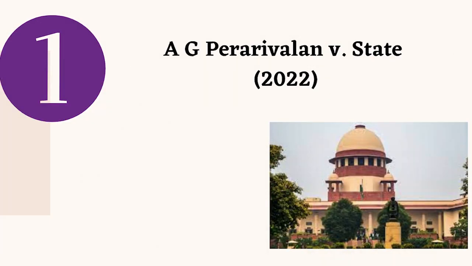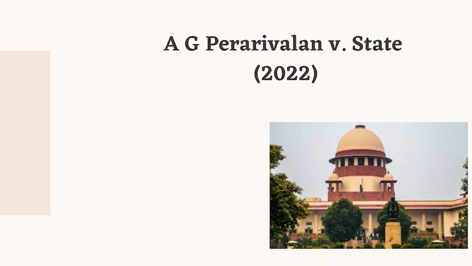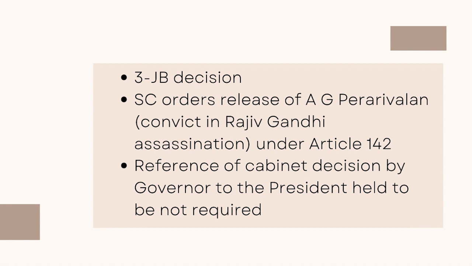The first case is the case of A.G. Perarivalan versus State, a very important judgment in constitutional law. In this three-judge bench decision, the Supreme Court has ordered the release of A.G. Perarivalan, who was convicted at the age of 19 in the Rajiv Gandhi assassination case. Now, the interesting thing about this case is that the Supreme Court has ordered the release under Article 142, which is a very unusual exercise of this particular provision.